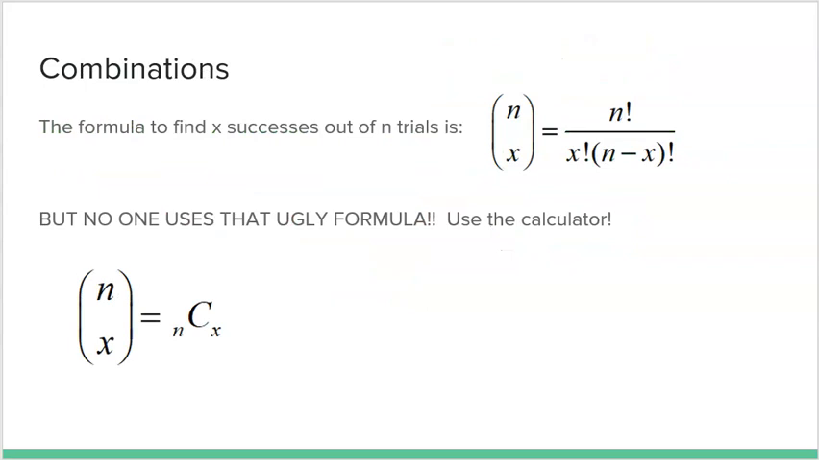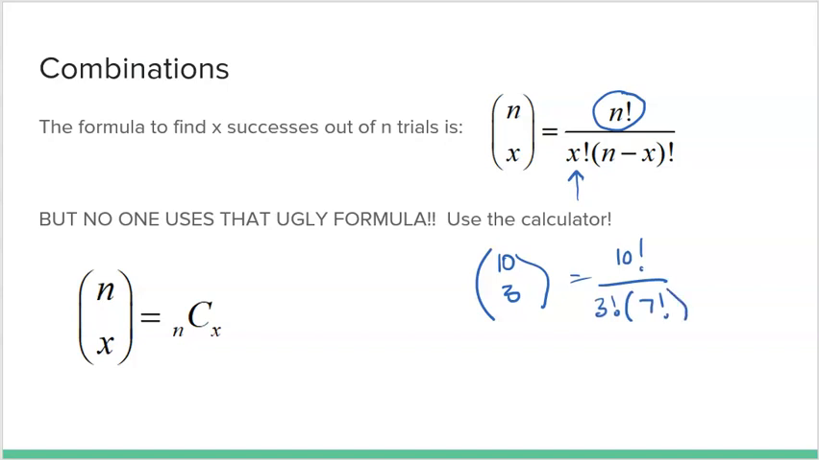The actual mathematical formula for this notation is, again, the generic, n choose x. So you have n factorial on top. On the bottom, you have x factorial times n minus x factorial. So if we're doing 10 choose 3, that's going to be 10 factorial on top, 3 factorial on the bottom. 10 minus 3 is 7 factorial as well.